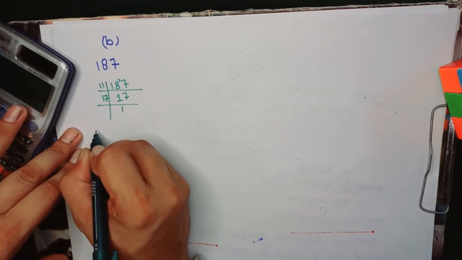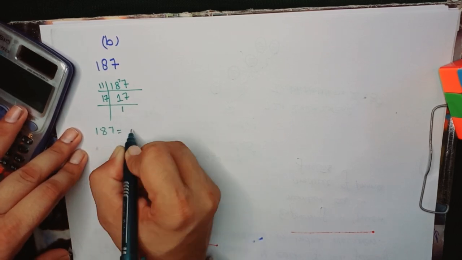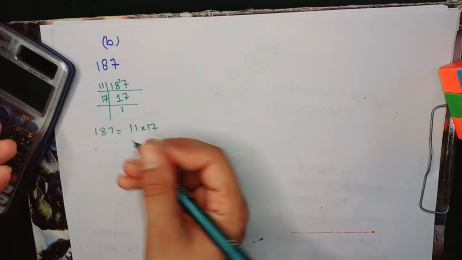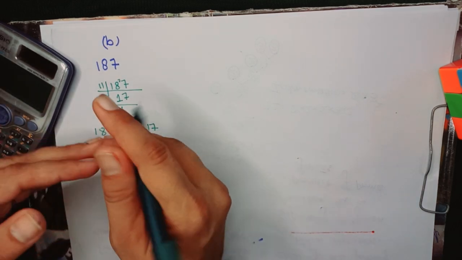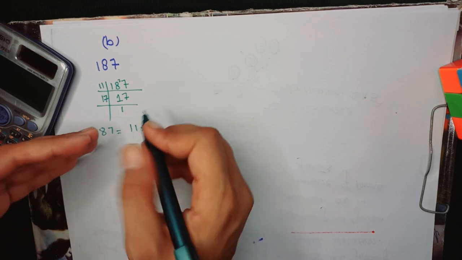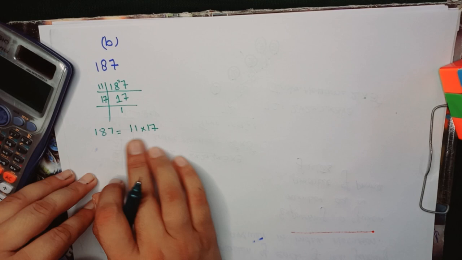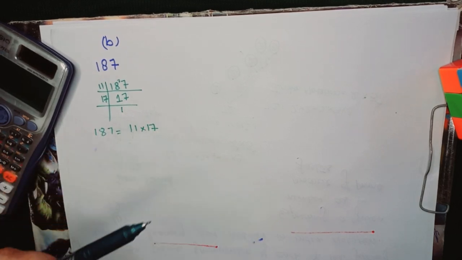Now we can write it as prime factors, so it will be 11 into 17, and its index notation will be the same, because we don't have any number with a power, we don't have repeated numbers, so this will be your answer.